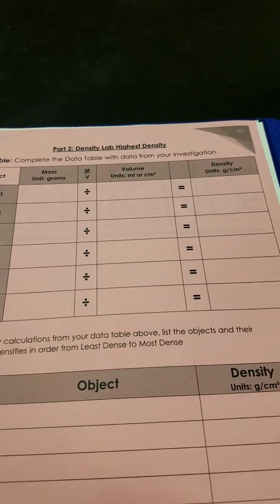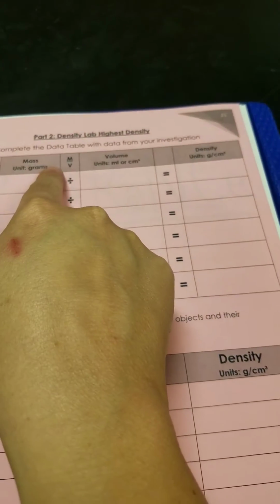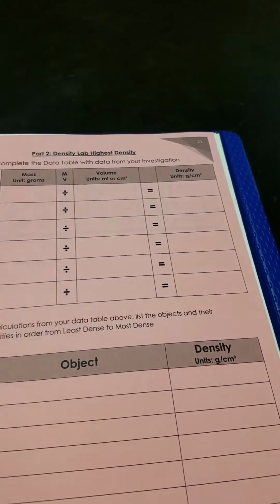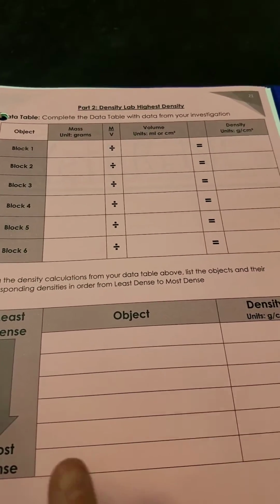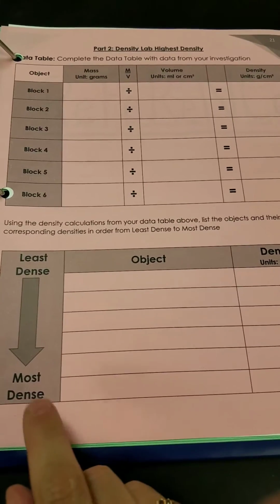Welcome back to Calculating Density. This is part 2 of the Density Labs, the highest density. We are going to be finding the density of 6 different blocks by finding their mass and volume and then ordering them from least dense to most dense.